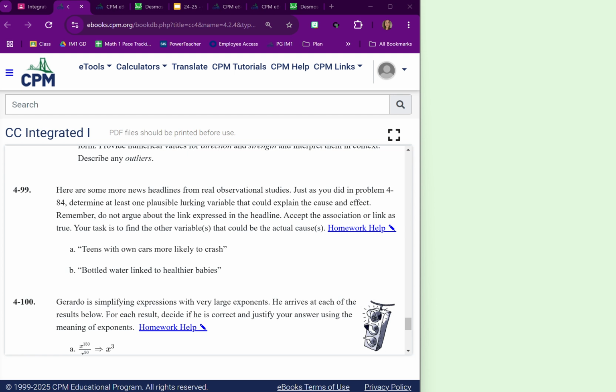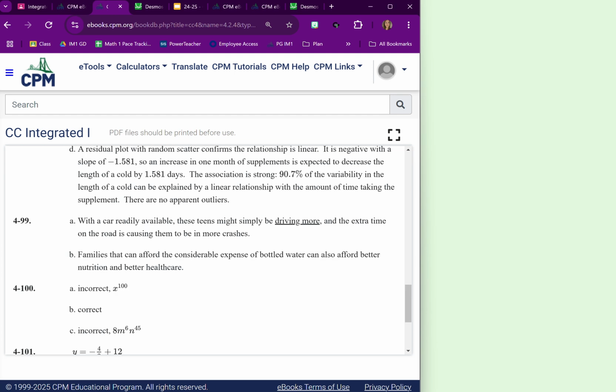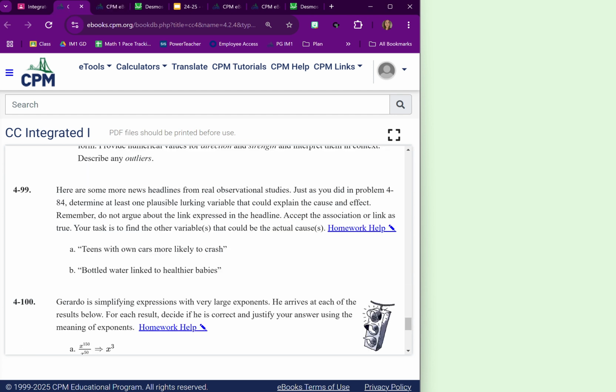So for A, it says teens who own their own cars are more likely to crash. So a lurking variable for this one could be that if a teen has a car available, they're more likely to be able to drive right away. They don't have to wait to share with their sibling or their parent. So that extra time on the road just increases the probability that something bad could happen.